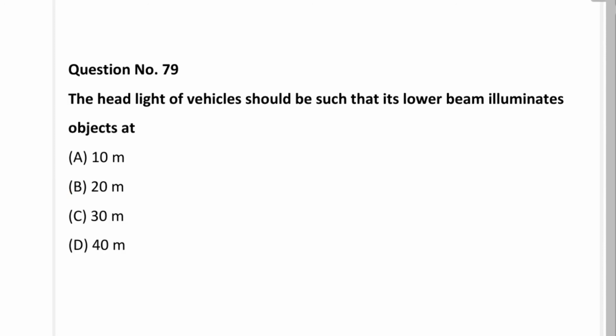So next question: the headlight of a vehicle should be such that its lower beam illuminates an object at: A, 10 meter; option B, 20 meter; option C, 30 meter; option D, 40 meter. So the correct answer is option C, 30 meter.